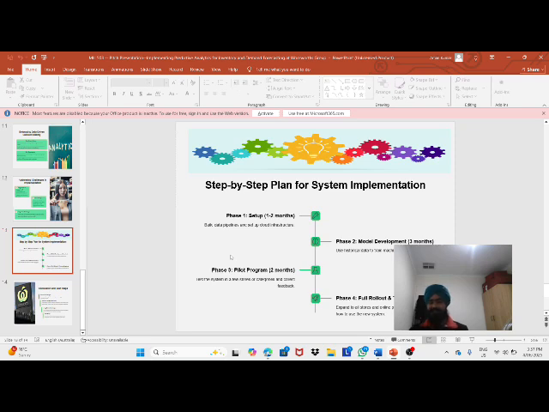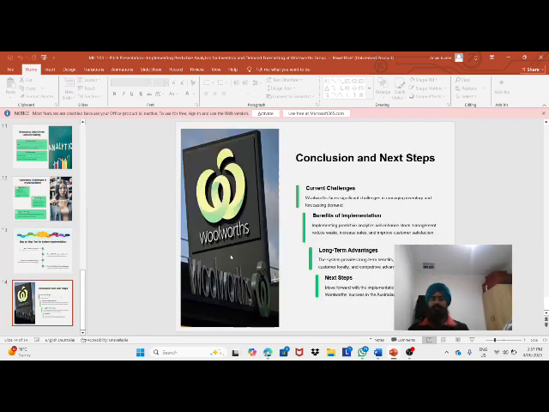And the last one is full rollout and ongoing training, in which, after successful testing, the system is expanded to all the stores, and training is conducted for all the relevant teams. So it's really very important. And finally, we have reached the conclusion. Having concluded, there are some challenges.